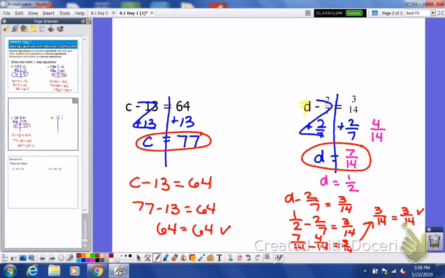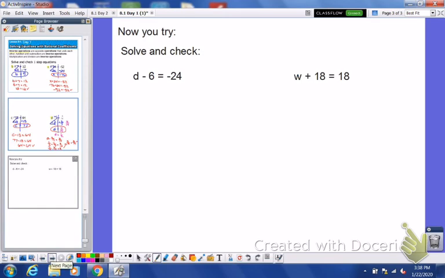Alright, so there are some examples of adding and subtracting when we are solving equations. Starting off with some basic one-steps here. We'll add in some more operations later. So some now you tries. I want you to solve and check. I need to see the solve and the check in order to get full credit. So our first question is d minus 6 equals negative 24. And then we have w plus 18 equals 18. All right, that is your first lesson on solving equations.